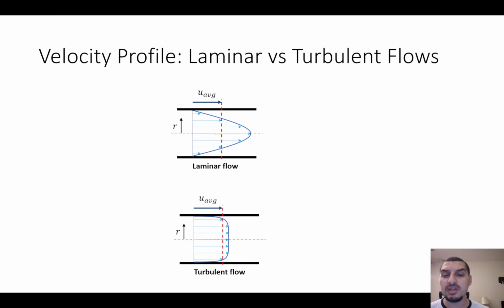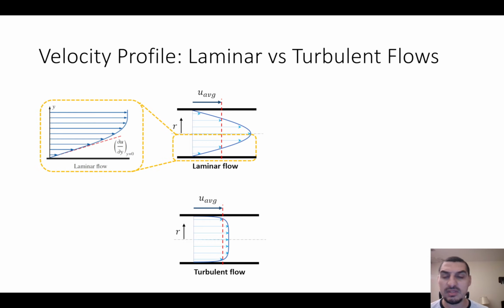So for the laminar flow, if we take a look at the velocity profile, you'd see that the velocity is changing from the wall where the velocity is zero all the way to the center of the pipe. So the velocity change over the distance change is not so big. The velocity is changing over a very large distance, which is the radius. So this is what happens in laminar flow.